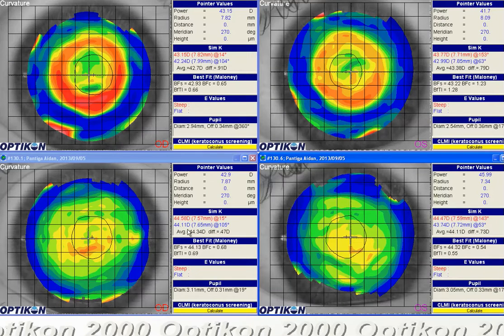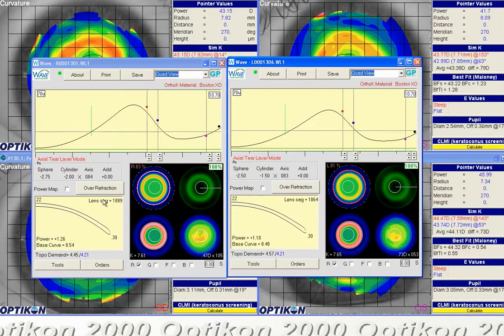Here, if we look at the Ks, they're fairly spherical. A little bit of against rule cylinder in the right eye and a little bit of oblique cylinder in the left eye. And if we look at the patient's refraction, there's quite a bit of cylinder in refraction, 2 diopters in the right and a diopter and a half in the left. So this tells me the patient has some internal against the rule astigmatism.